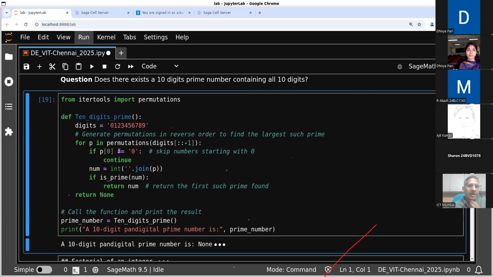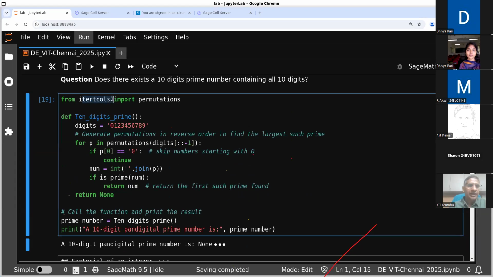So what I'm doing here, I'm importing from itertools what is called permutations. So permutations will give me all the permutations of whatever list you have. I have created a string with digits 0 to 9, and we can create permutations of all these things using this import.